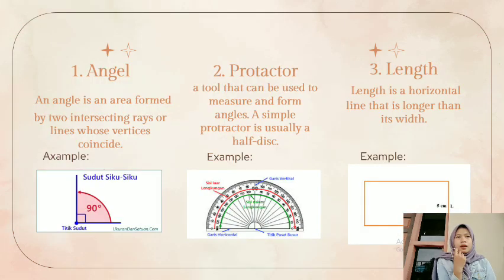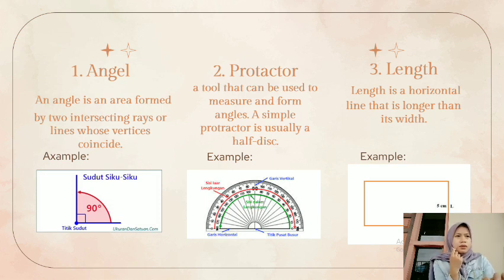First, angle. An angle is an area formed by two intersecting rays or lines whose vertices coincide. Example, a 90 degrees angle or right angle. And second, protractor. A tool that can be used to measure and form angles. A simple protractor is usually a half disc. It can be seen in the PowerPoint.